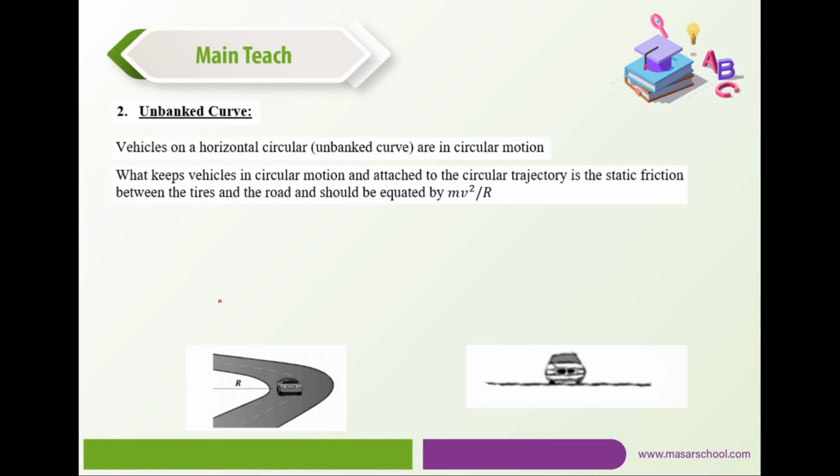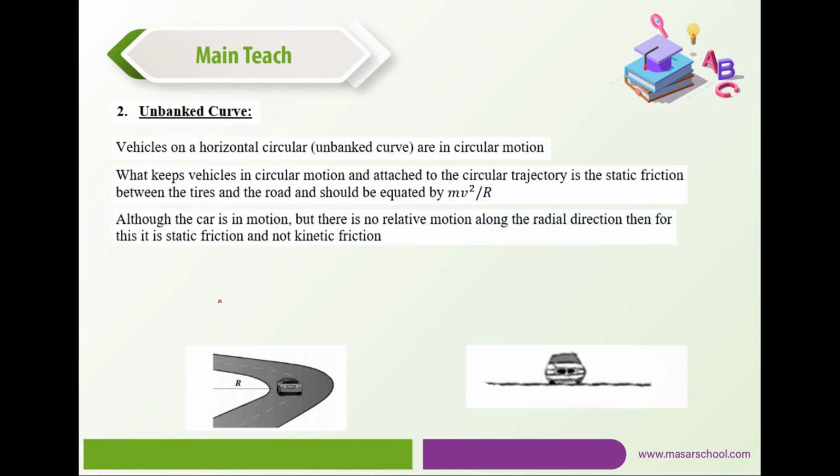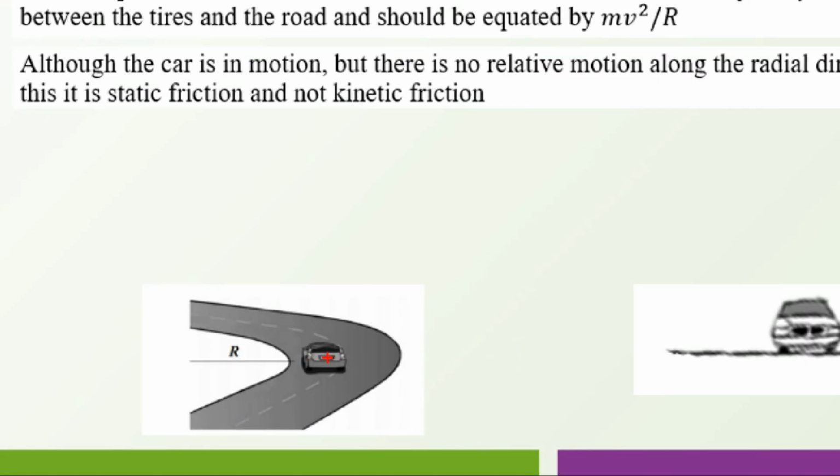What keeps vehicles in circular motion and attached to the circular trajectory is the static friction between the tires and the road, and that should be equated to mv squared over r. Although the car is in motion, there is no relative motion along the radial direction, and for this reason it is static friction and not kinetic friction. So basically, what makes this car attached to the road is the static friction. However, the car is moving. Why are we talking about static friction and not kinetic friction?